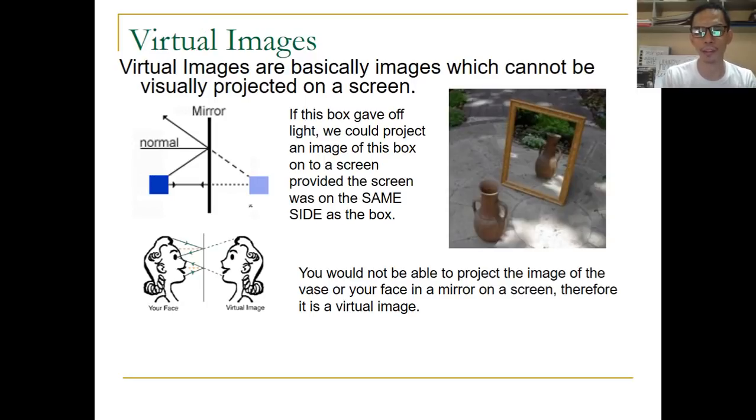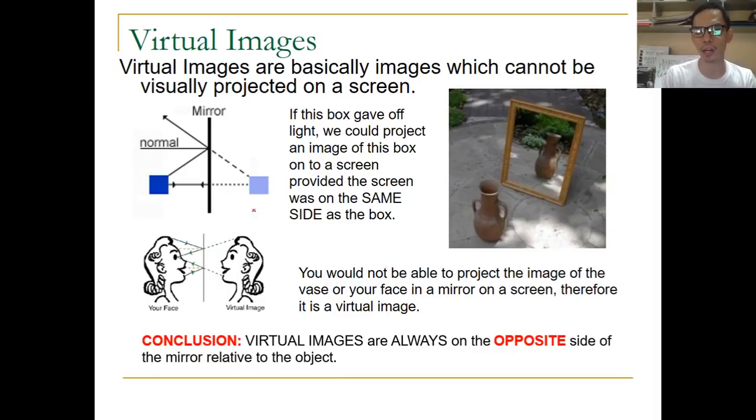The idea is that virtual images are always located opposite to the side of the mirror relative to the object. Meaning to say, if the object is placed in front of the mirror, then the image that it will form is on the opposite side of the mirror, so behind the mirror. The image will be formed as if it is behind the mirror. It is always like that. So that is the virtual image.